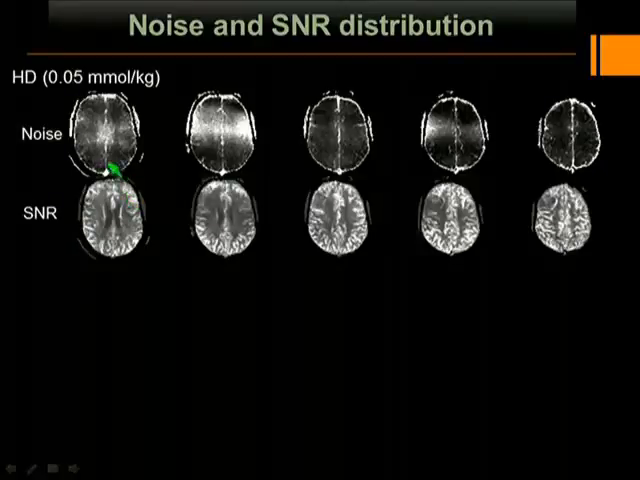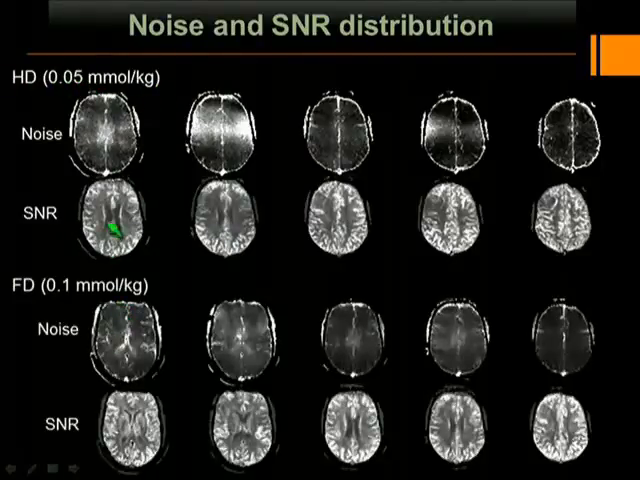Here I'm showing you the noise distribution and SNR in a patient who was scanned with half-dose DSC perfusion. And then 8 minutes later, the same patient was scanned with full-dose perfusion. And you can clearly see that the increased noise and low SNR is a real problem.